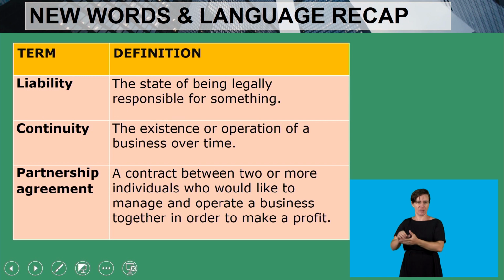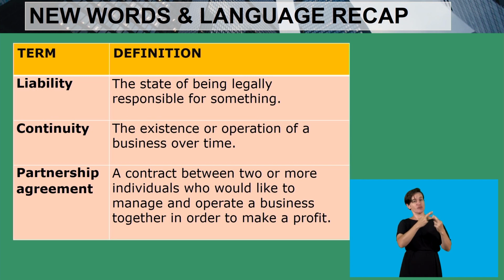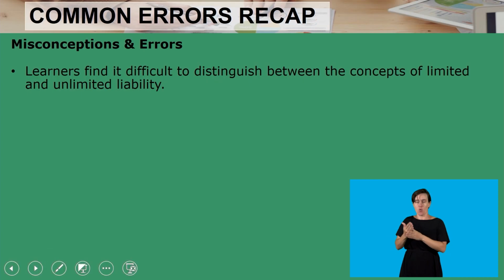Another term that we came across was liability, the state of being legally responsible for something. We also came across the term continuity, the existence or operation of a business over time. The last term that we came across as a new term was partnership agreement, a contract between two or more individuals who would like to manage and operate a business together in order to make a profit.